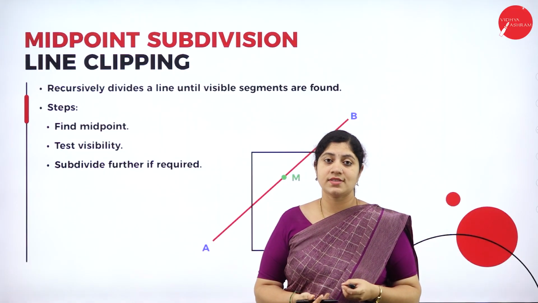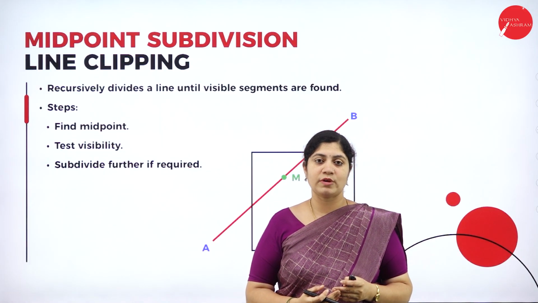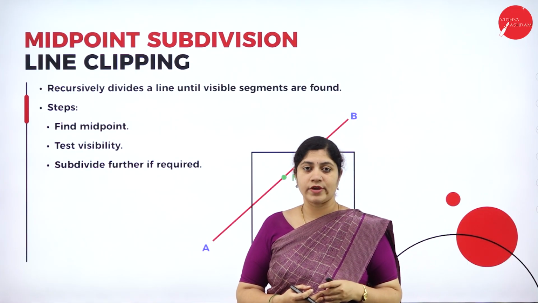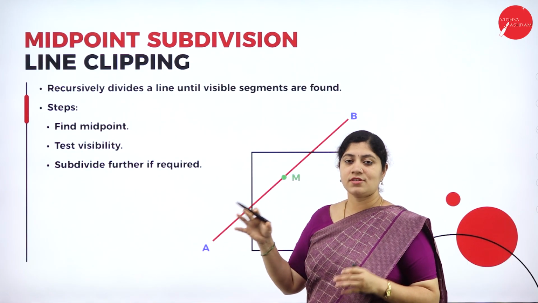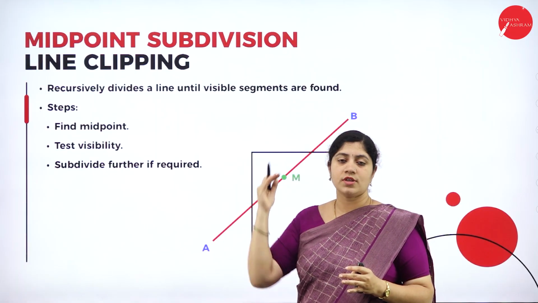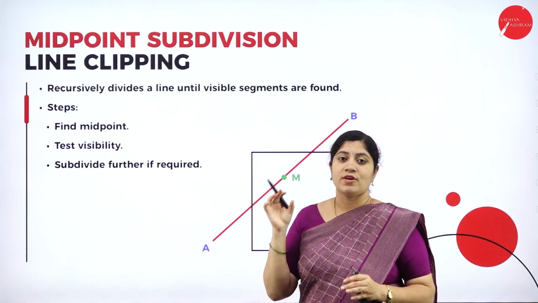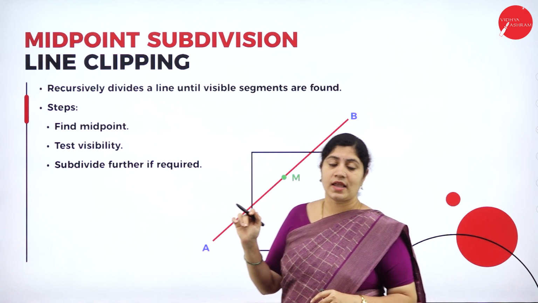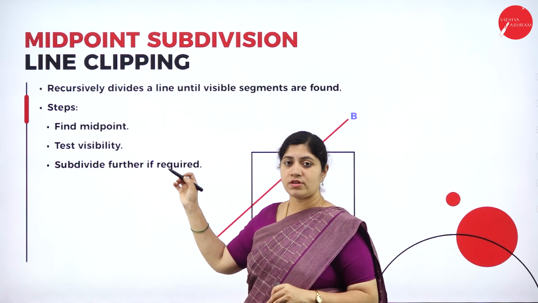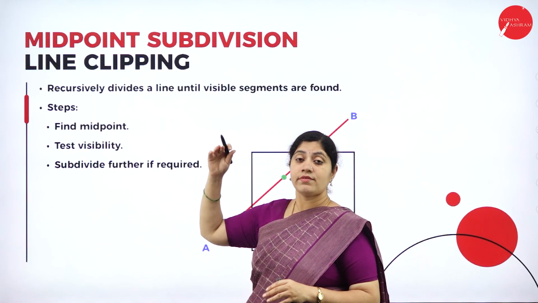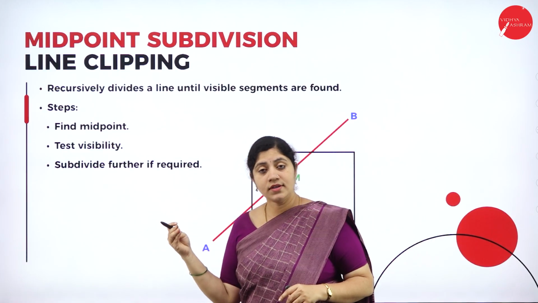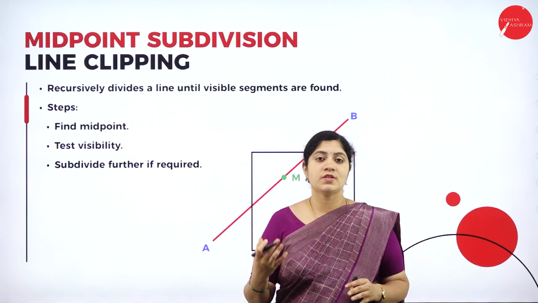Let's move on to the second type of line clipping algorithm, which is midpoint subdivision line clipping. As the name itself says, here the complete portion of a window is subdivided, or divided, in order to find the midpoint. Thus, under midpoint subdivision, the line will be recursively divided on an image until visible segments are found.